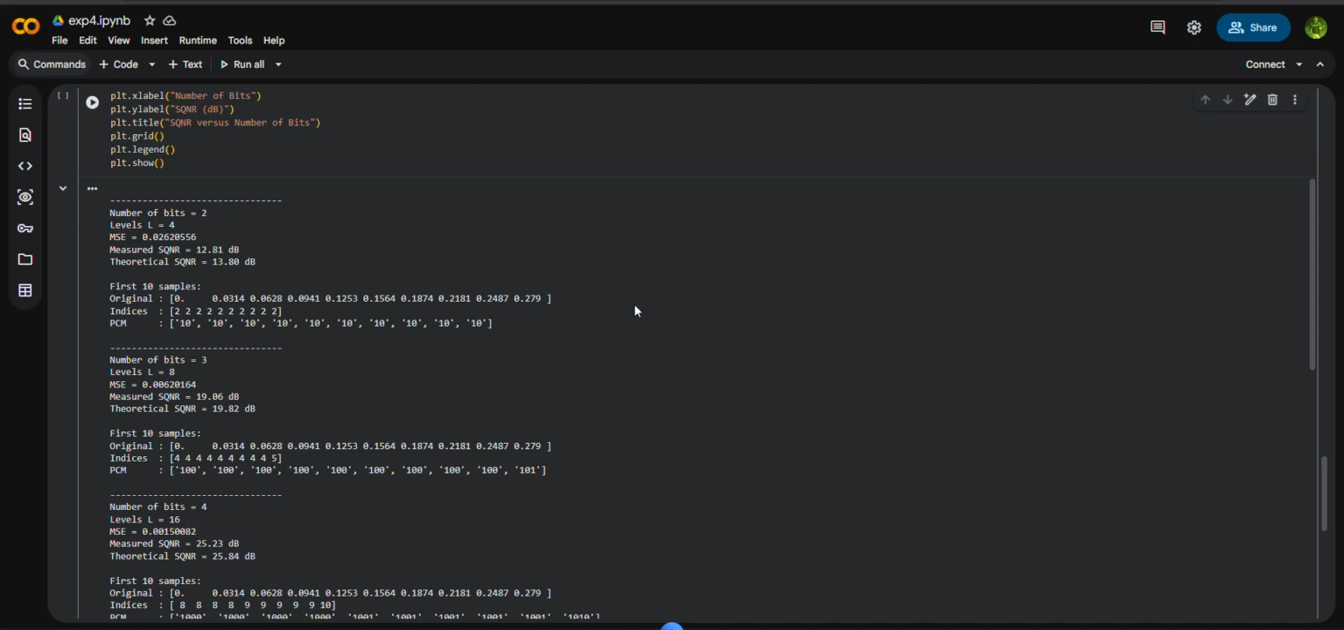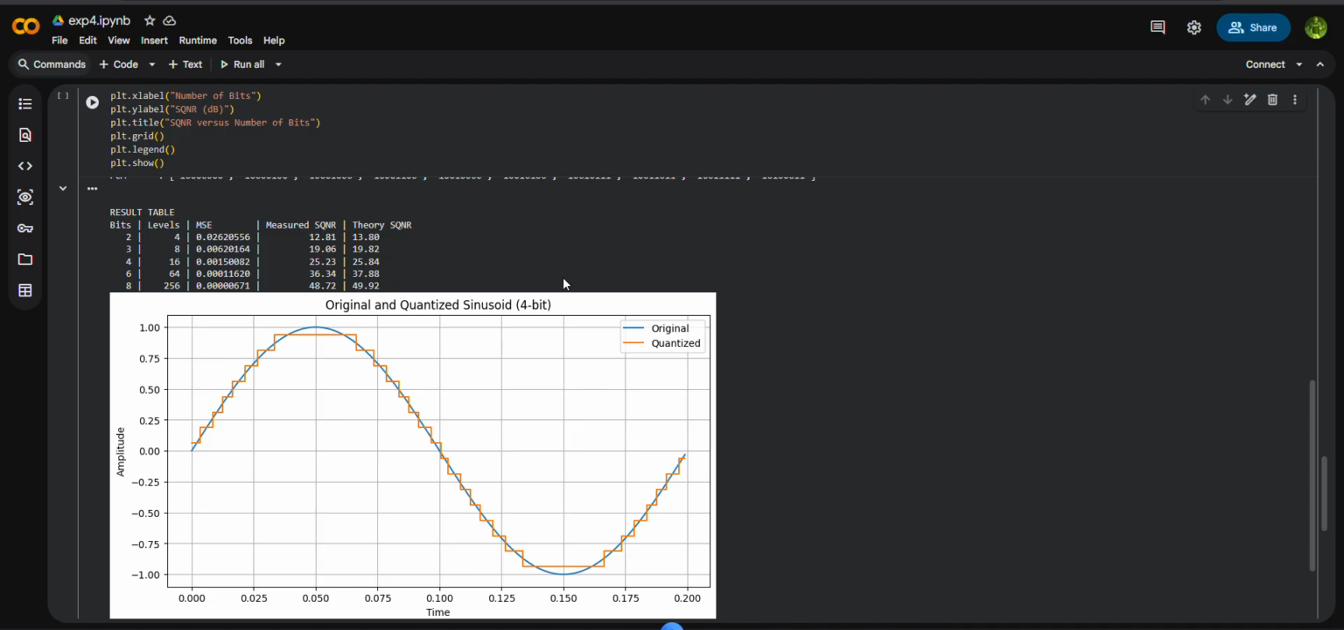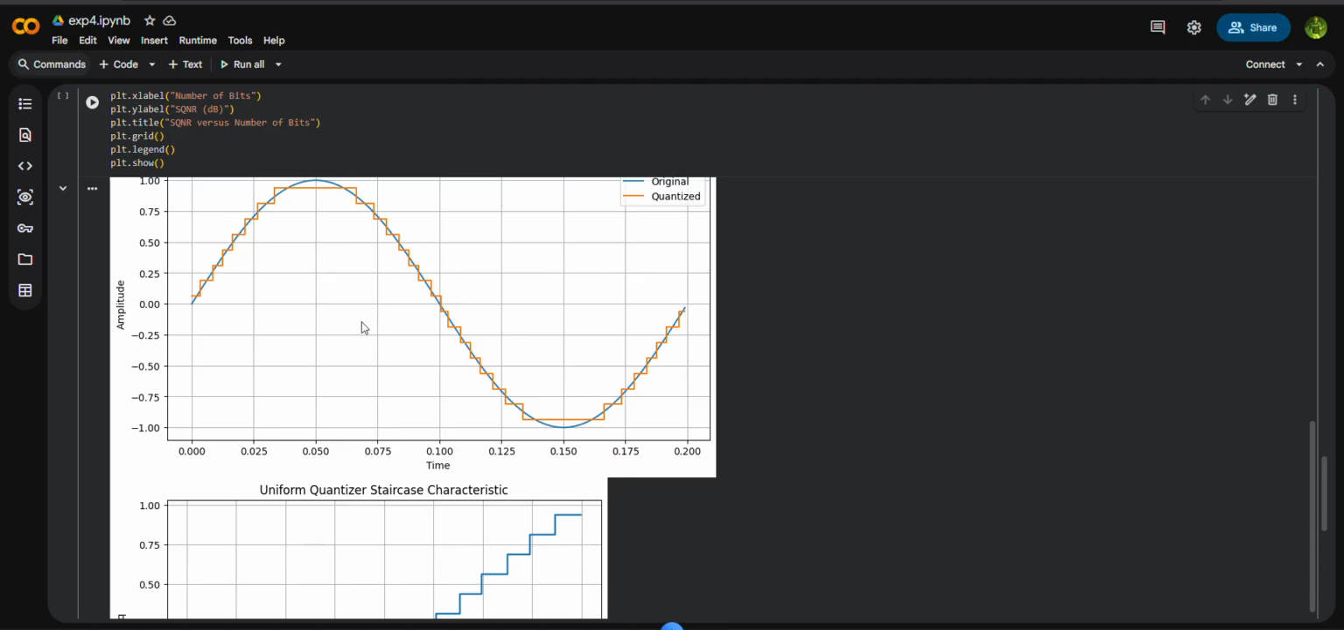First, we will look at the basic concept of quantization. What is quantization? A continuous amplitude signal can have an infinite number of amplitude values. However, in a digital system, we need to represent these values using a finite number of levels. This process of converting the amplitude into one of these finite levels is called quantization. For n-bit quantization, the total number of quantization levels is 2 to the power n.